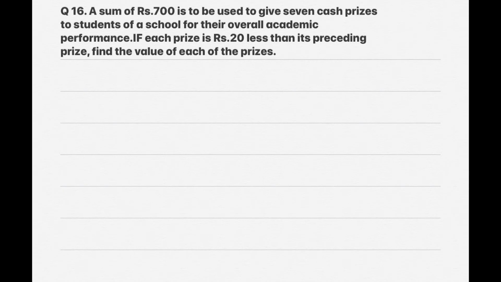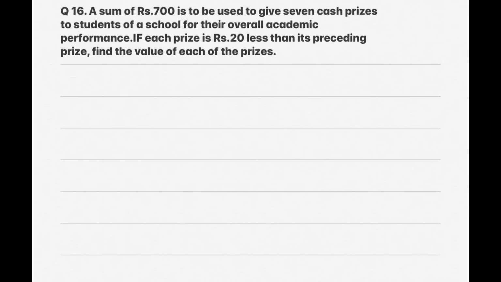So question number 16 says, a sum of rupees 700 is to be used to give 7 cash prizes to students of a school for their overall academic performance. If each prize is rupees 20 less than its preceding prize, find the value of each of the prizes. Okay, let's see. So what is given and what we have to find out first. So the sum is given.